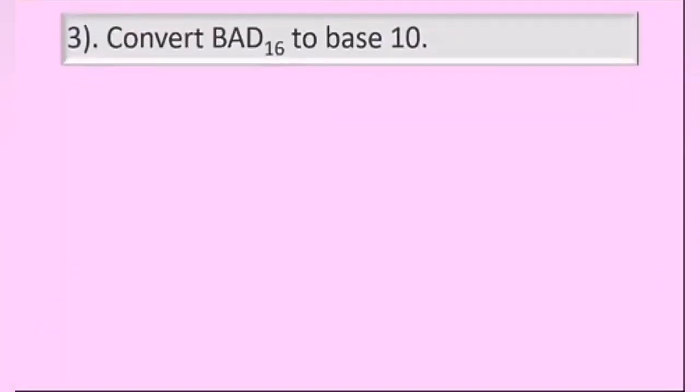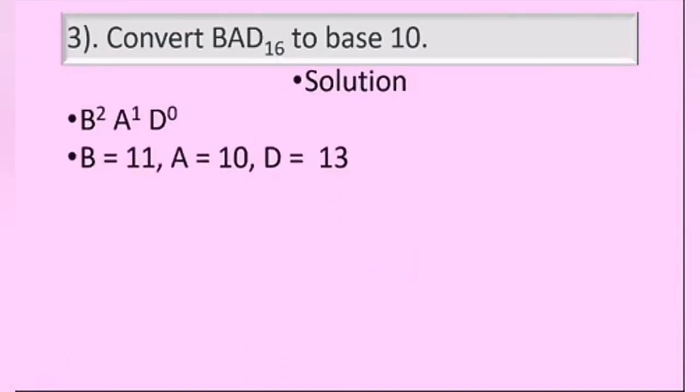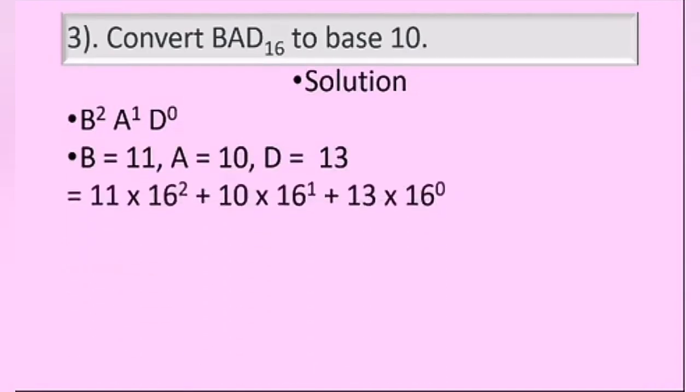Another example is BAD in base 16. We are converting this to base 10. Don't forget the value of each of these alphabets. Again, indicate the power so that you remember what power to give to the bases. The last 16 has power 0, the next is 1, and the next is 2.